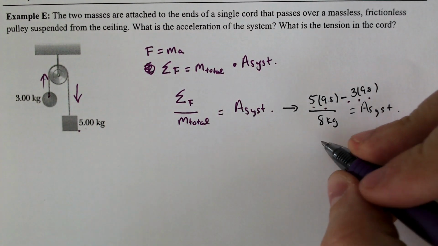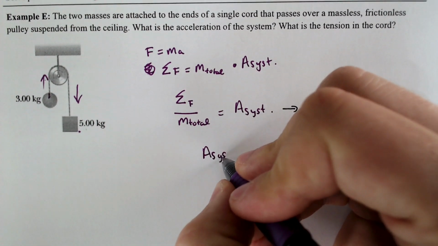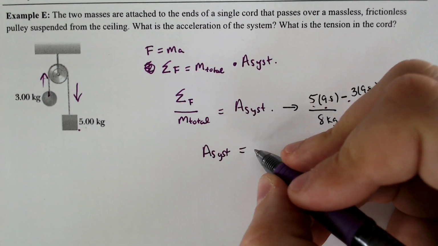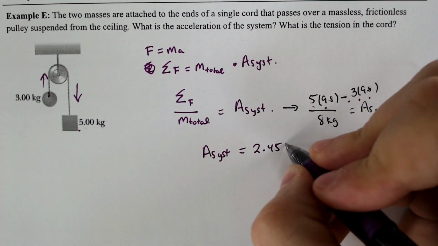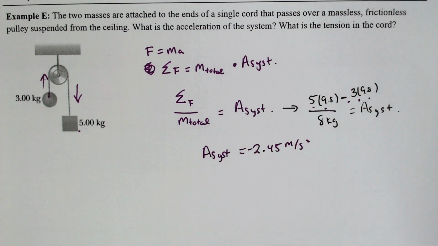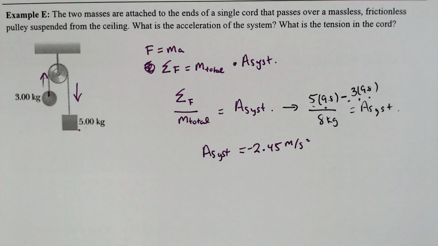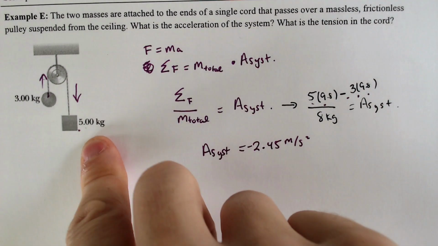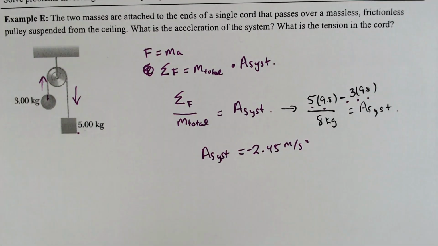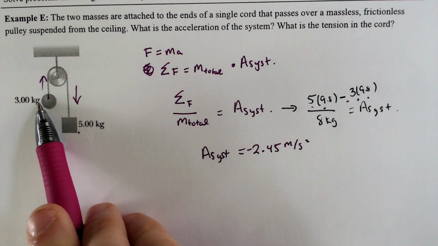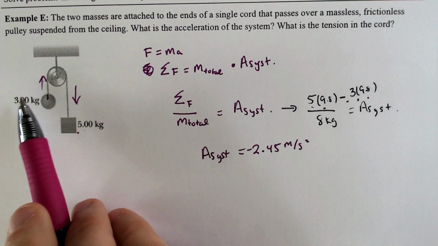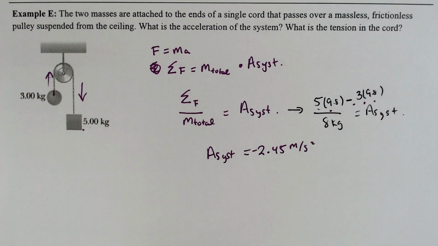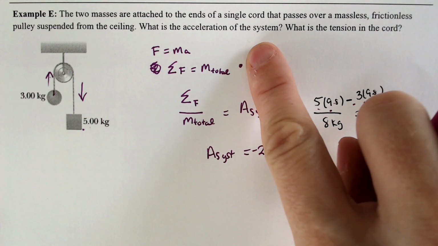If we do the math for that, 5 times 9.8 minus 3 times 9.8, and we divide by 8, we get the acceleration of the system is equal to 2.45 meters per second squared in the downward direction, negative 2.45 meters per second squared, because it will go down on the right side. But it will also be going up at 2.45 meters per second squared on the left side, on the 3 kilogram side. Okay, well, that's part one: the acceleration of the system.